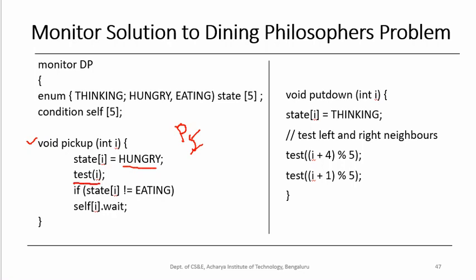Now what is tested? That the philosophers to the left and to the right of him are not eating. That is what is tested. If they are not eating, he is allowed to proceed. Otherwise, if one of those philosophers is eating, then he is not allowed to go to the critical section, that is, to eat. This is what happens.